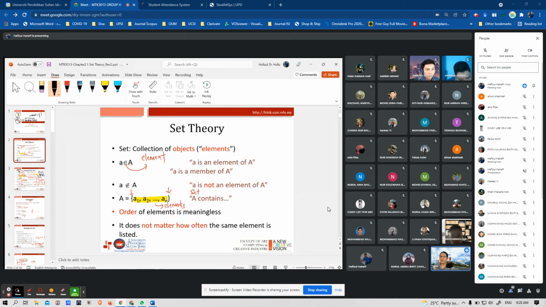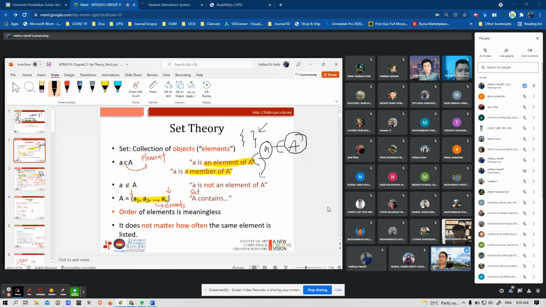Okay, set theory: a collection of objects that contains the elements. Elements you can define in the brackets. Okay, and then for example, a is an element of set A. This one is set A. This one is a. a is an object. Okay, and then you can say it is the element, or you can say it is the member of A. It is equal. Both definitions can be accepted.